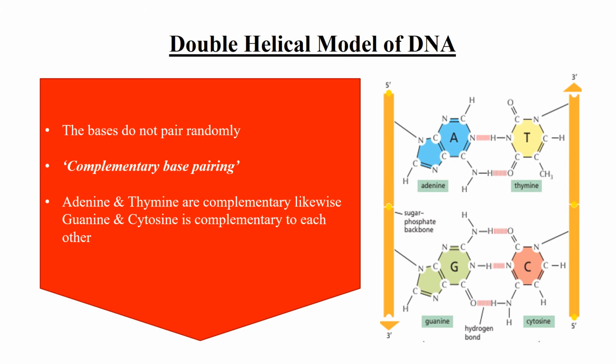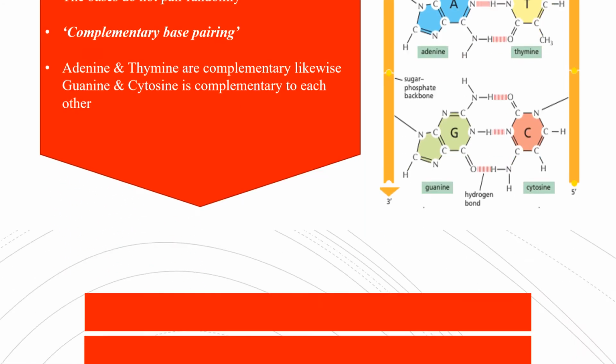Nitrogenous bases that form base pairing are very unique. They are not just random. The adenine nitrogenous base always pairs with the thymine, and similarly, the guanine always pairs with the cytosine. These ATGC associations are known as complementary base pairing.